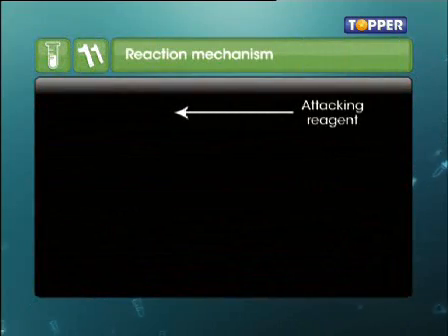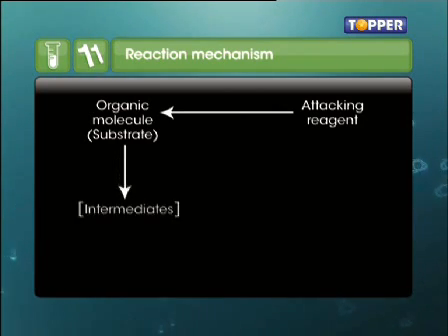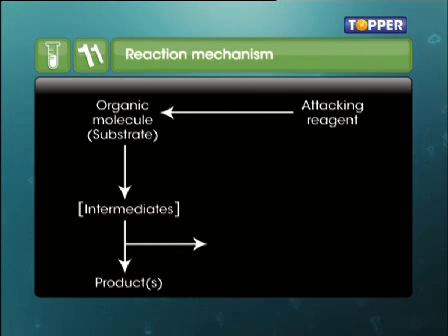Now, let's translate this into organic chemistry. An organic reaction is believed to take place by the attack of the reagent on an organic molecule. This molecule is also called substrate. This leads to the formation of a number of intermediates. These intermediates finally lead to the formation of products and byproducts.